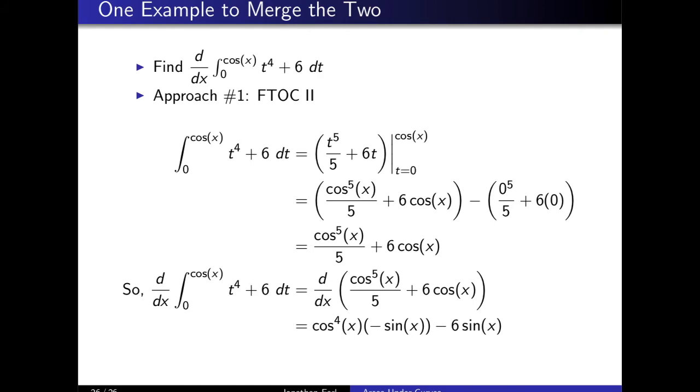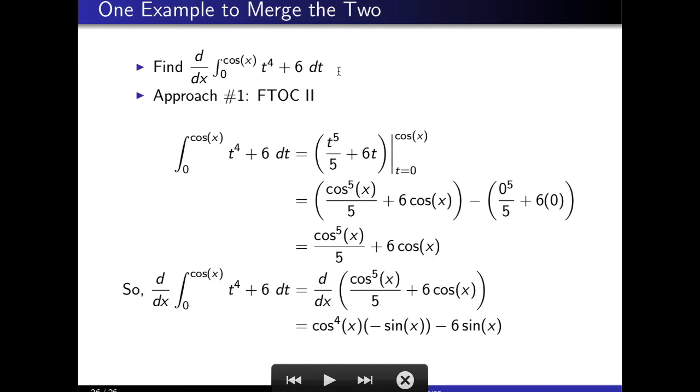The first thing we could do is go about finding the definite integral. We know how to do that at this point. It's not too bad. We find an antiderivative for t to the 4 plus 6, so we get t to the 5 over 5 plus 6t. We evaluate this at cosine of x and 0. When we do that, we get cosine to the 5 of x over 5 plus 6 cosine of x. That deals with the definite integral part of this expression.